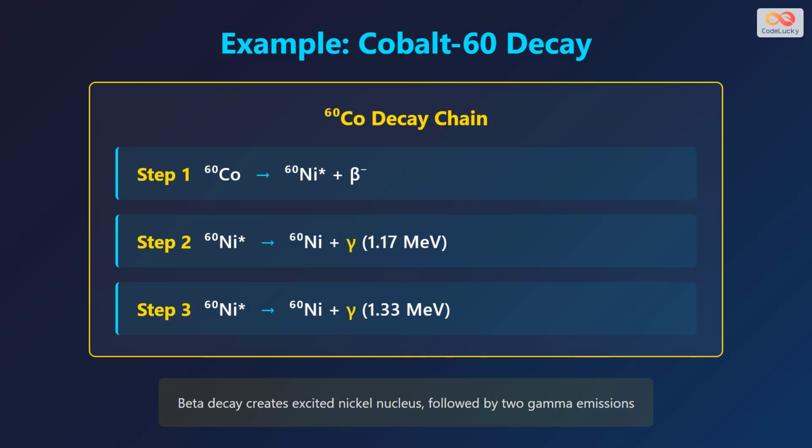Cobalt-60 provides a classic example of gamma decay. In step 1, cobalt-60 undergoes beta decay to produce nickel-60 in an excited state, releasing a beta particle. In step 2, the excited nickel nucleus emits a gamma ray with energy 1.17 megaelectronvolts. In step 3, the nucleus emits another gamma ray with energy 1.33 megaelectronvolts. The beta decay creates the excited nickel nucleus, which then releases 2 gamma photons to reach the ground state.